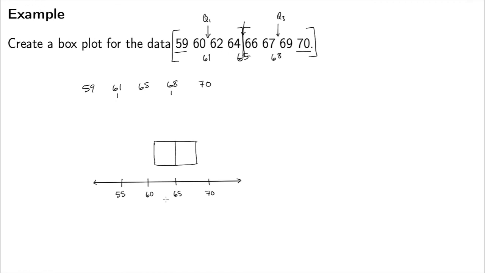Then we draw whiskers, and that's from the far left of our box. We're going to draw down to the minimum, which is 59. So that's sort of right around here. So there's my whisker. And then I do a whisker on the right side. From my box, I go up to the maximum, which is at 70. And sometimes people will draw a tiny little line there, tiny little line there, just to indicate that. Okay, and this is my box plot.